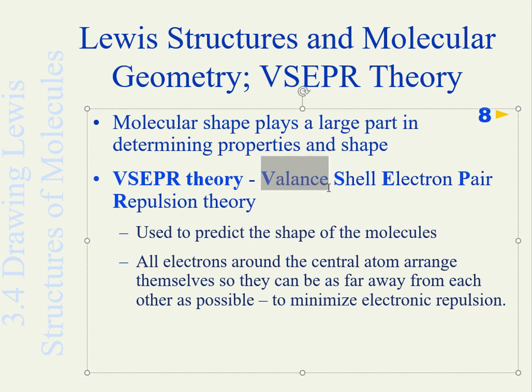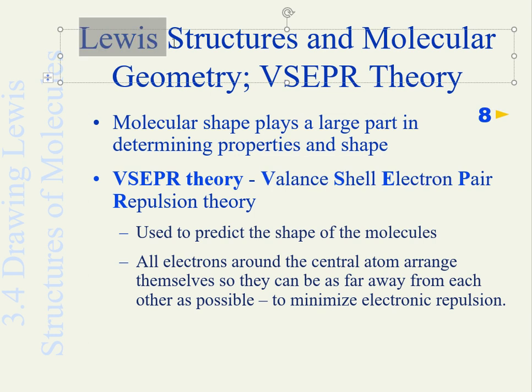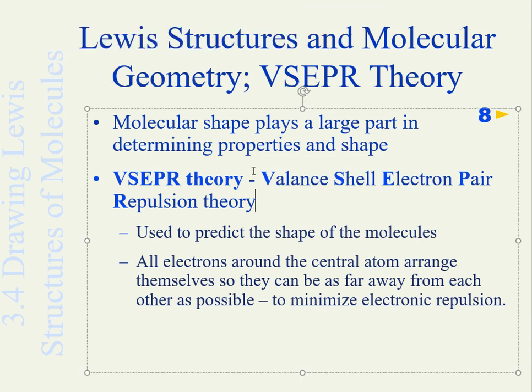And what does this mean? It means that the valence shell electrons, remember the electrons in the outermost shell are called the valence shell. Those are the ones which are shared or transferred. Well, those electrons are all paired up. If you notice, they are in pairs of two. When you draw the Lewis structure for any of the molecules shown in the previous videos, you will notice they are all paired up. Those electron pairs repel each other, including the double bonds and the triple bonds.